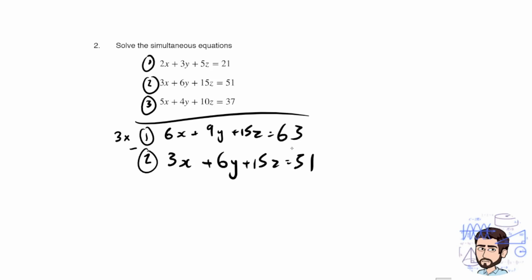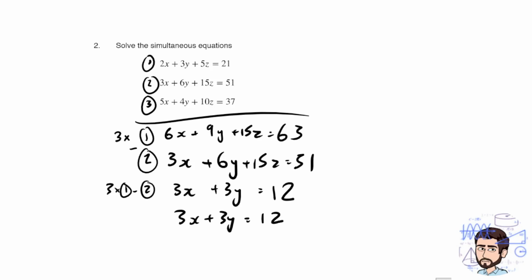Okay, well, I'm going to subtract them because we've got the same number of z's, and by subtracting them we won't have any z's. So 3 lots of equation 1 subtract equation 2, 6x take away 3x is 3x, 9y take away 6y is 3y, 63 take away 51 is 12. So I get this new equation, 3x plus 3y is equal to 12, and I'm going to call this equation 4 because that's going to be super helpful later on.